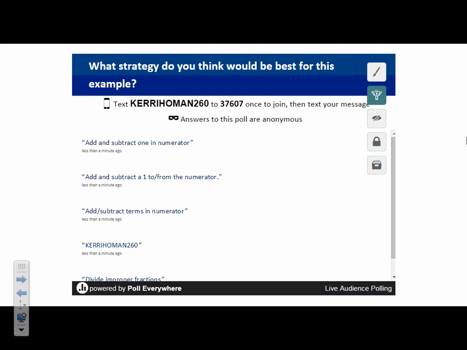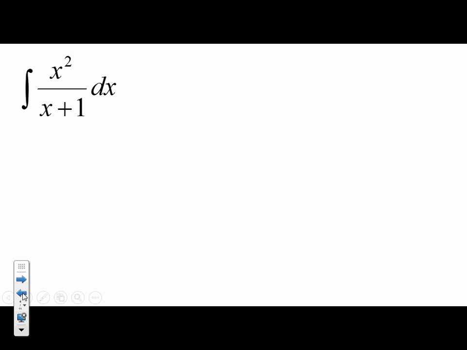Well, we have two different strategies that are thrown up here. What's improper fraction one? Improper fraction is when the numerator is bigger than the denominator. So I want to know the adding one and subtracting one. Yeah, how would that help?